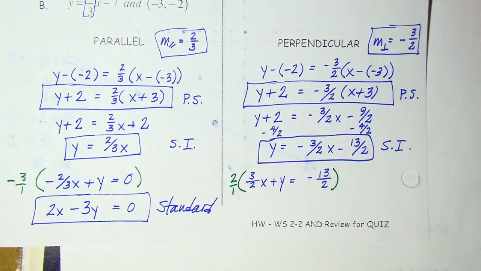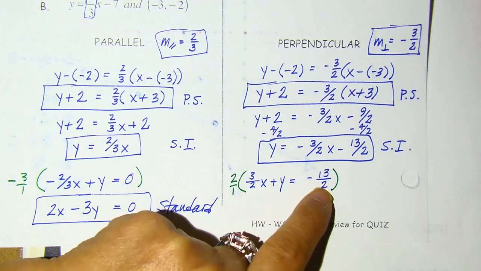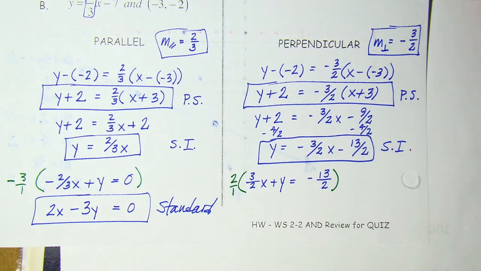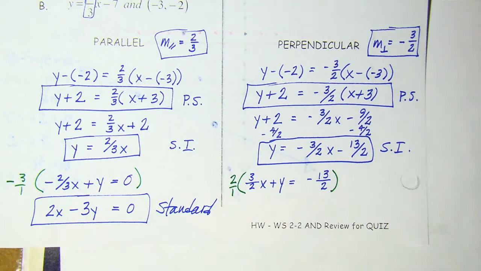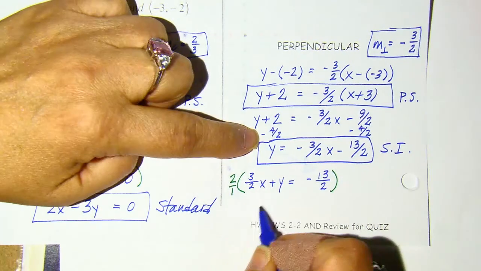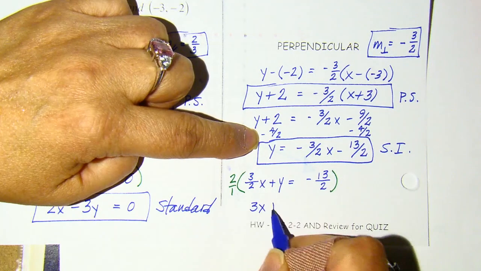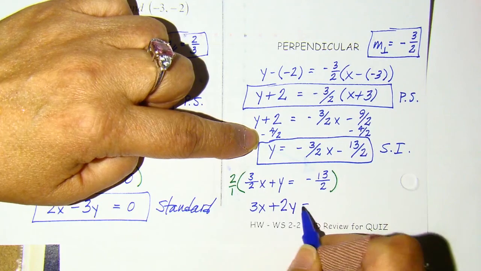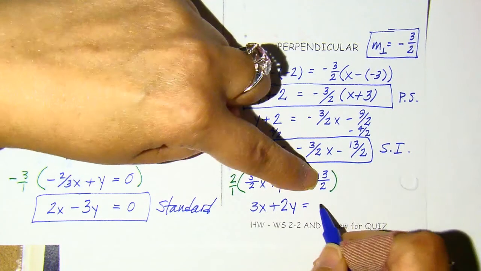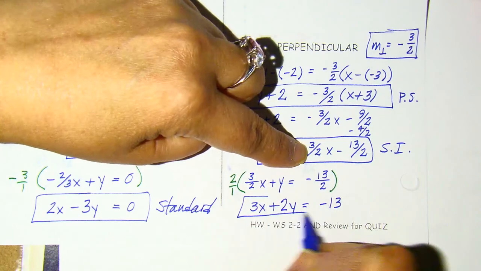Yes? Now, if this would be different, if this would be like a 3, then I'd have to multiply by 6. Right? Think about it. I wouldn't be able to get rid of a 2 and a 3 without multiplying it by 6. So be cognizant of that in your homework. 2's are going to divide out. This is 3x. This is 2y. And these 2's will divide out. What am I left with? -13. This is my standard form.